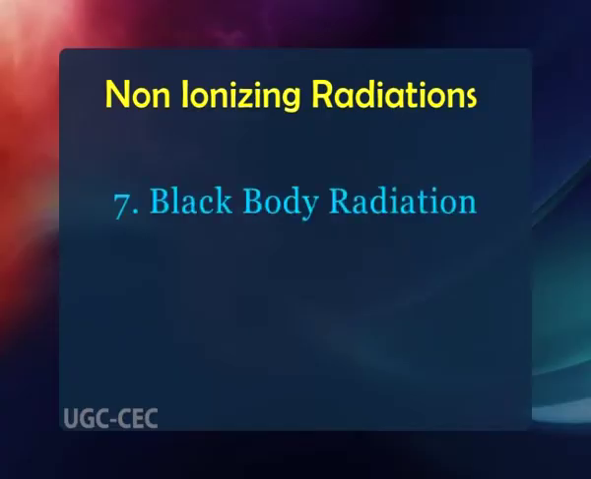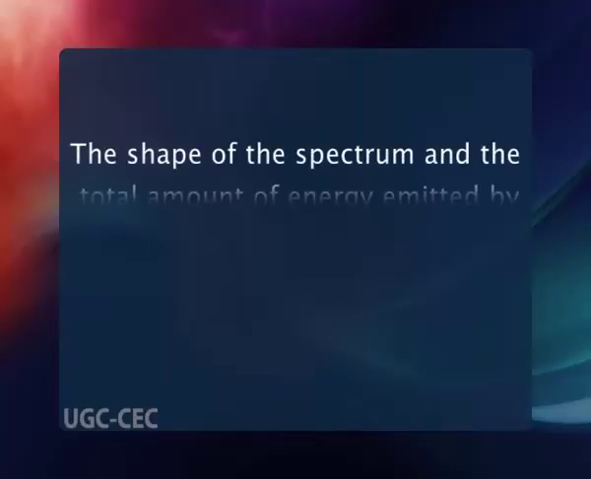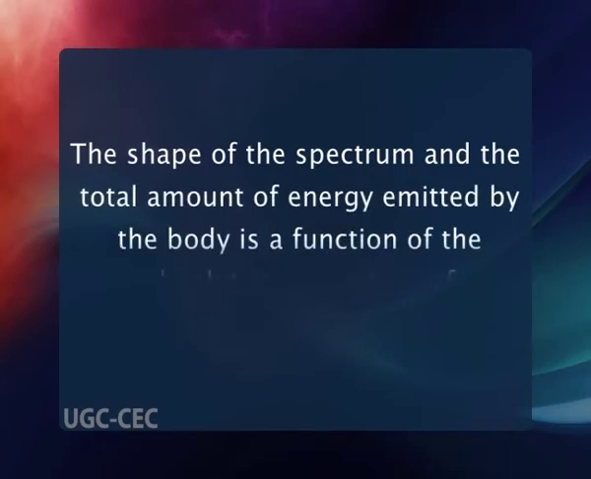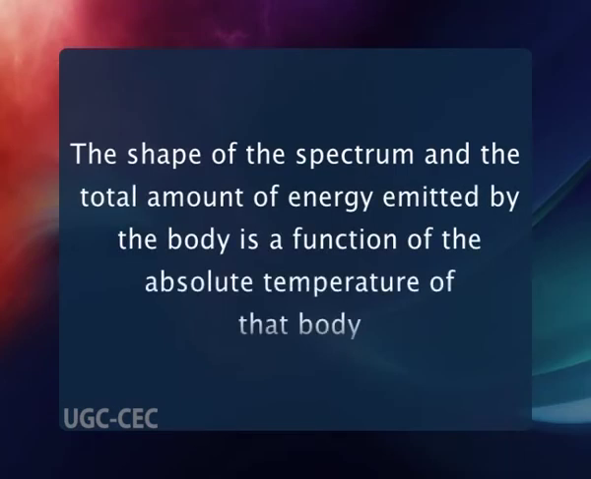Now, black body radiation. Black body radiation is an idealized spectrum of radiation emitted by a body that is at uniform temperature. The shape of the spectrum and the total amount of energy emitted by the body is a function of the absolute temperature of that body.